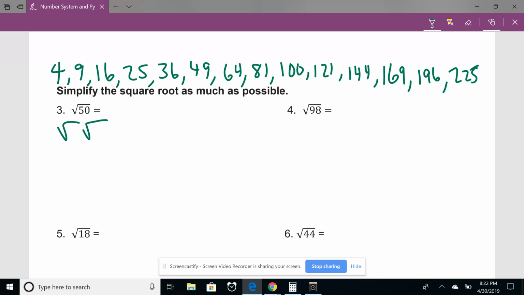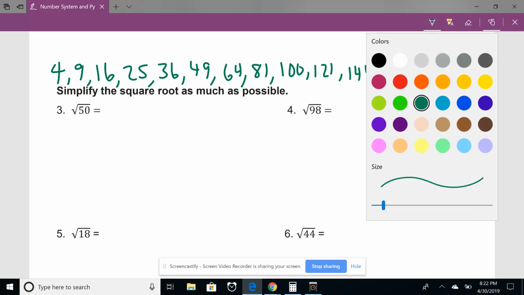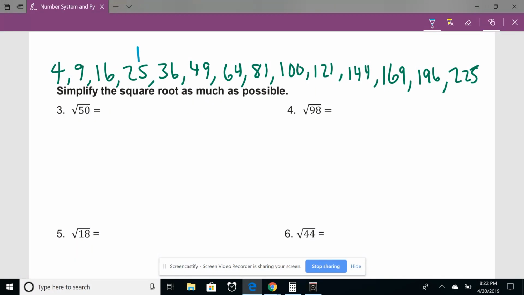Now, what if I did 5 and 10? Okay, I can't do 5 and 10. 5 and 10 is not in my list up here. So I can't do that because I'm trying to simplify this square root. We have to have a number that is a factor of 50 that's a perfect square. And a factor of 50 that is a perfect square is 25. 25 is one of them. 25 times what gets me 50? 25 and 2.